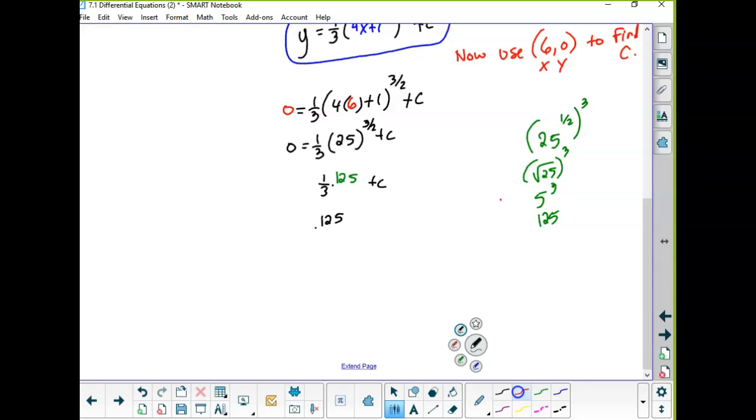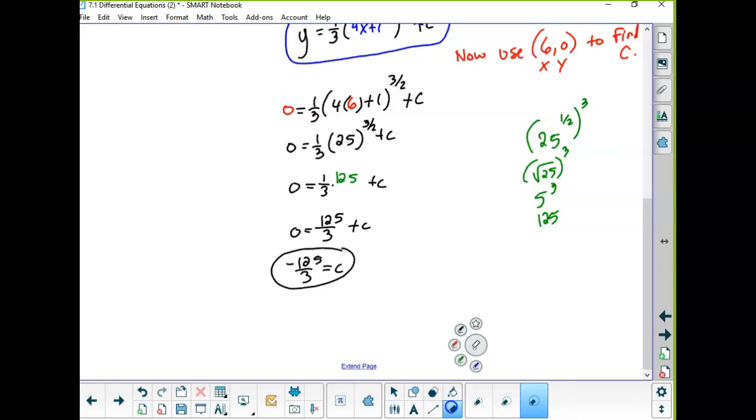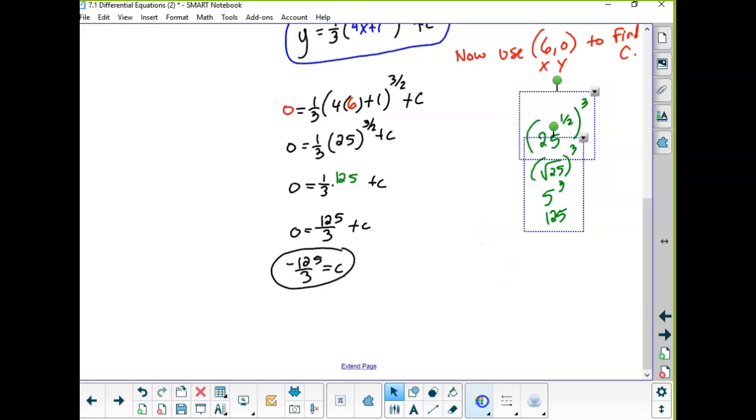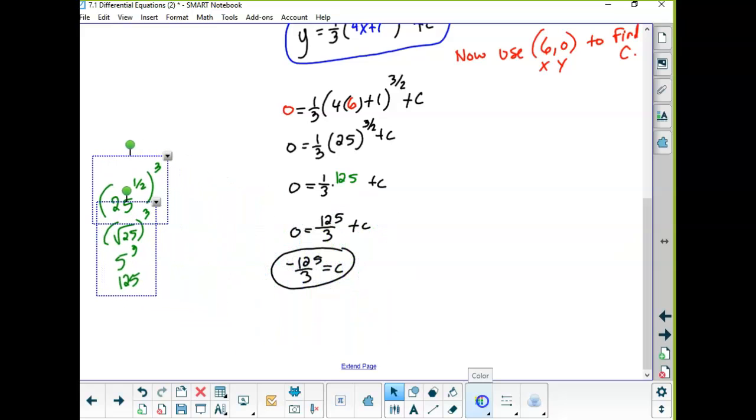So then I just have to make sure that I get C equal to whatever it's going to be equal. In this case, C is going to be equal to negative 125 thirds. And then you do have to be very conscious of what you're doing. We're not done. I can't just stop here, and it would be really unfortunate if you did.